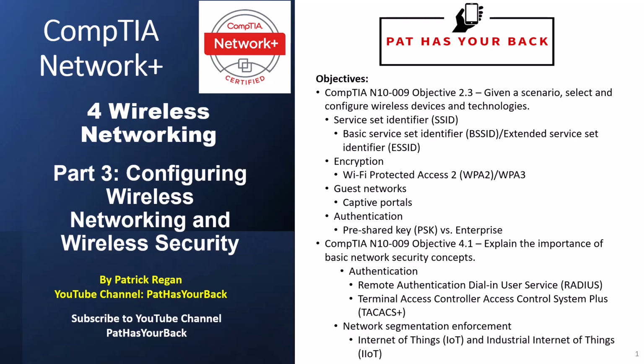Hi, I'm Patrick Reagan. The Configuring Wireless Networking and Wireless Security discusses how to set up a wireless connection, including set up the security of the wireless connection. It will cover Service Set Identifier, or SSID, Wi-Fi Protected Access 2 and 3, guest networks, captive portals, pre-shared keys, enterprise authentication, and Internet of Things segregation.